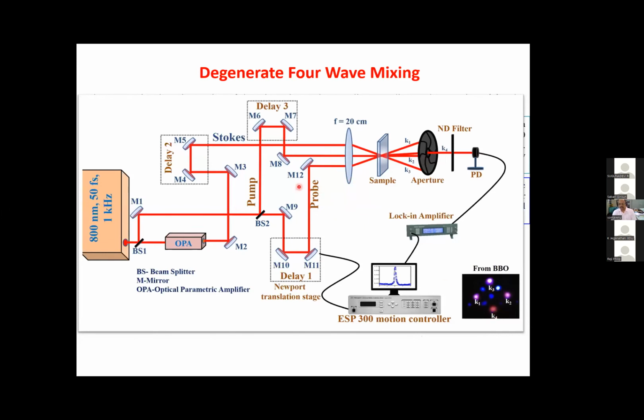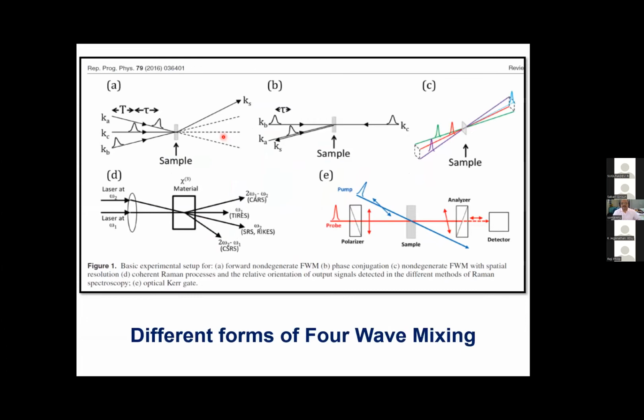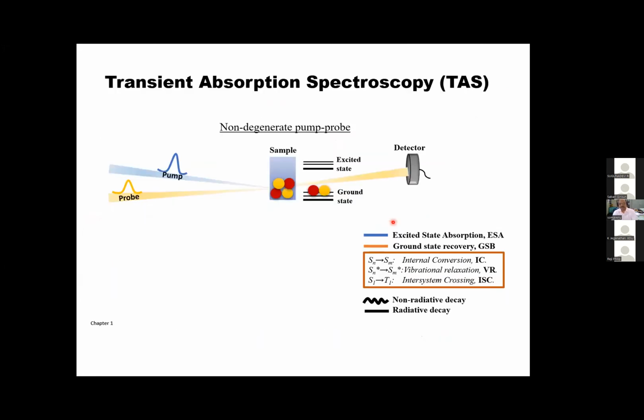One of them has to be on a translation stage. One needs to delay one of the beams or both the beams. Then you can study the time response of this particular material using this exotic technique. Various forms of degenerate four-wave mixing: forward DFWM, phase conjugate DFWM, boxcar DFWM. Then there is the optical Kerr gate kind of thing, which Professor Van Stryland will talk about today evening in great detail.